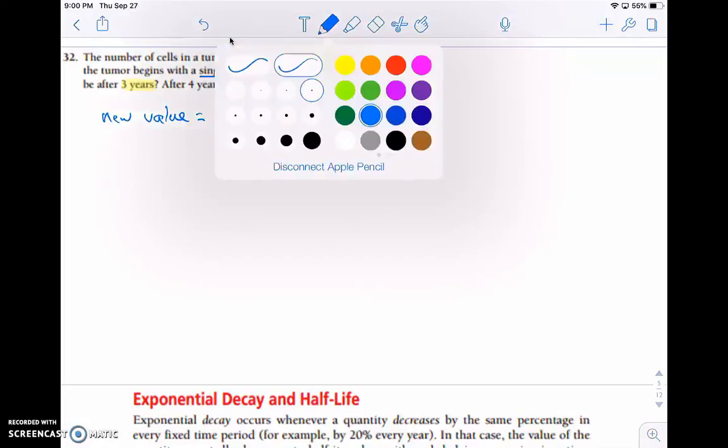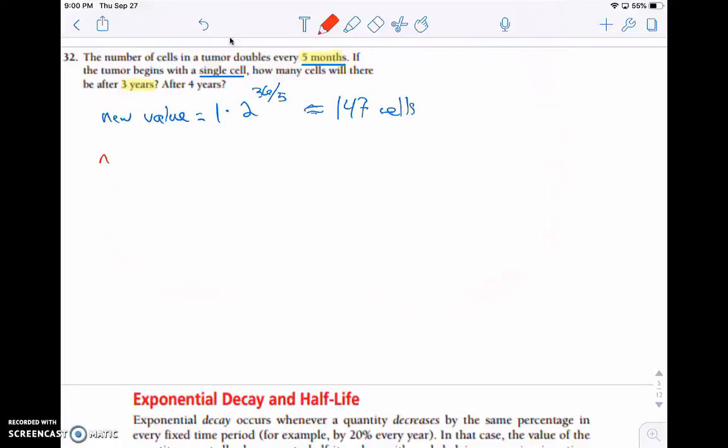Now if we go after 4 years, it's going to follow a very similar structure. The new value will equal 1 times 2 to the 48 months, because again we need to be consistent with our units, over the doubling time of 5 months. And this is approximately 776 cells. So you can see the growth that would take place after 3 years and after 4 years for this tumor that doubles its cells every 5 months. So that's how you would look at doubling when we're given an amount of time and that doubling time rate.